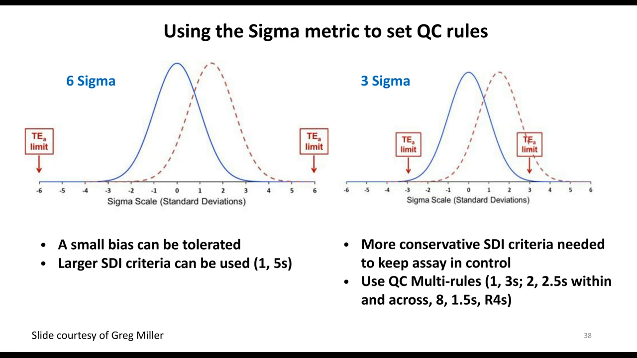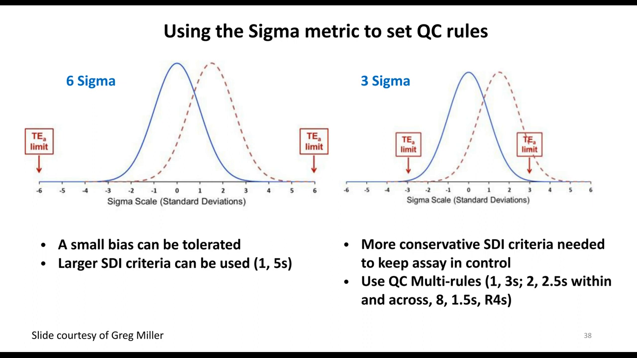For a high sigma method, a more generous SDI criteria can be used because small biases can be tolerated. You can see that in the first graph, which shows a 6 sigma method. For this method, a small shift would not cause the values to exceed the allowable total analytical error. Therefore, a larger SDI acceptance criteria, such as a 1,5S rule, could be used.